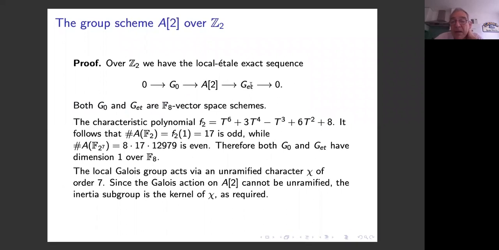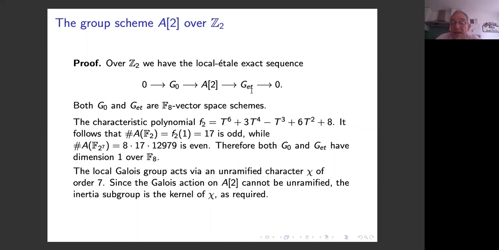And now I claim that both these parts have order 8. And why is that? Well, if I look at the characteristic polynomial, the one that I showed you all the way in the beginning, of the primes over 2, it looks like this. And if you substitute 1, then you count how many points there are rational over A2, and you get 17. So A2 has no rational points over F2. But if I now go to a degree 7 extension, then you see it is divisible by 8. So that means that this étale part is not trivial. It has order at least 8. And in an Abelian variety, it also cannot have more than 8 elements.